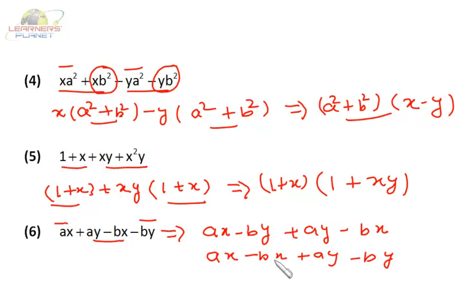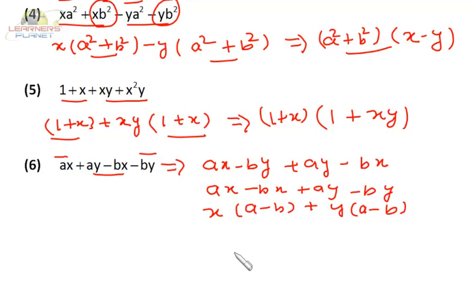Now from these two, I can take x as common. So x into a minus b. From these two, I can take y as common. So y into a minus b. Now I can take a minus b as common. So it's a minus b, and I'm left with x plus y. Okay, it's very easy.